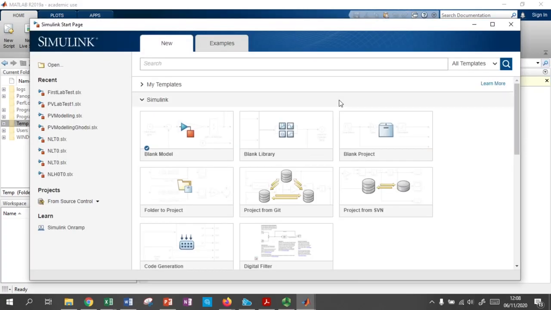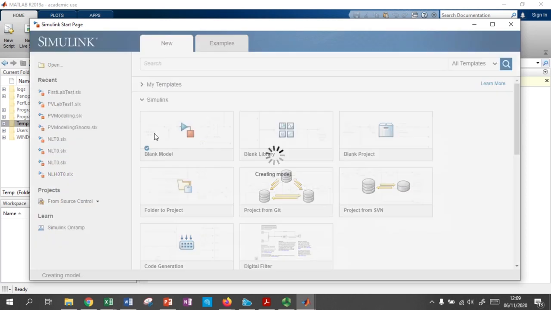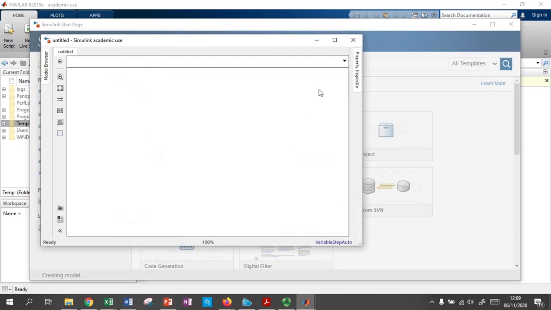I press on Simulink, and you can find that there are different blocks here. The first one is the blank model. There are blank library, blank projects, many options that you have. If I want to create a new project and new model, I select and open this blank model in order to create a new model.